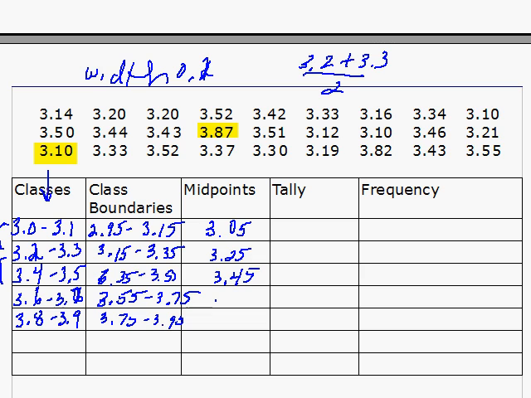Now that you have the classes set up, you go through and you make a tally. It means you look through here, and it's easier to do in a tally than to try to count and try to figure out if you've counted them up. Just make those hash marks.